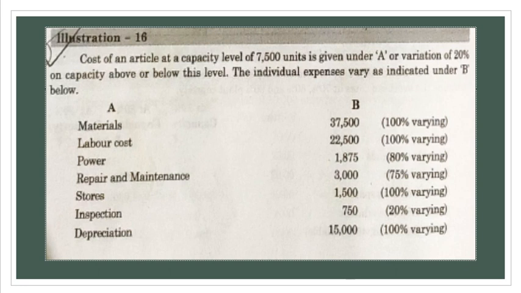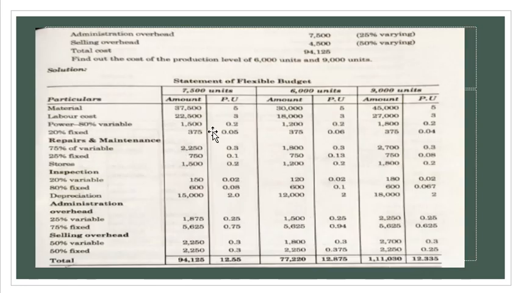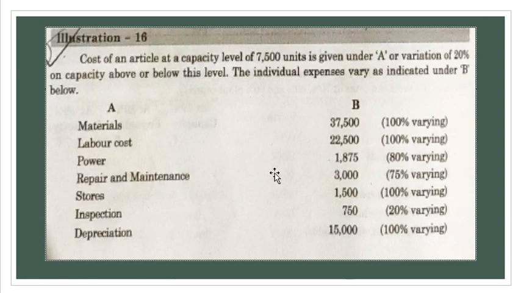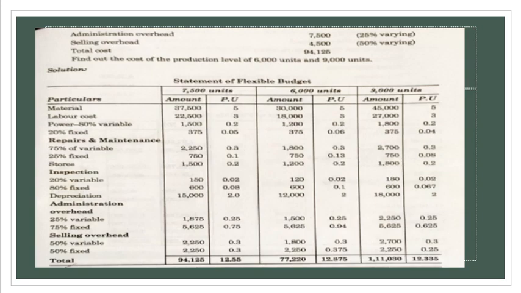1,875 into 80% will give us 1,500. So that is what is shown in this table, 1,500 as variable expenses. So if 80% is variable, then the remaining 20% will be fixed. So out of 1,875, the remaining 20% is fixed.